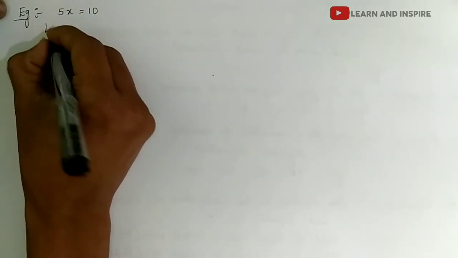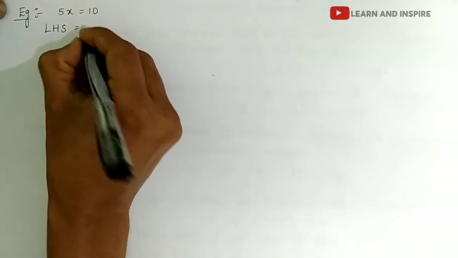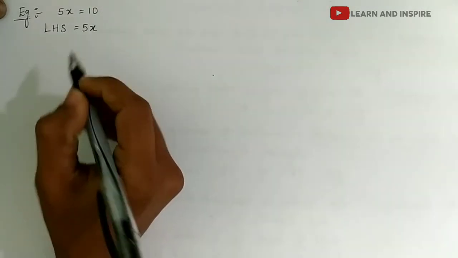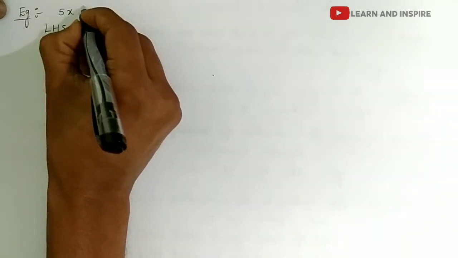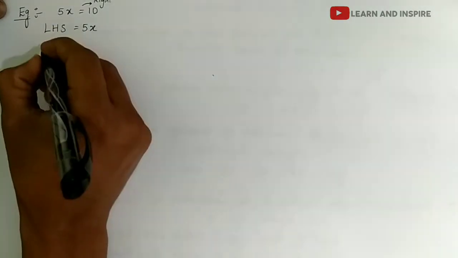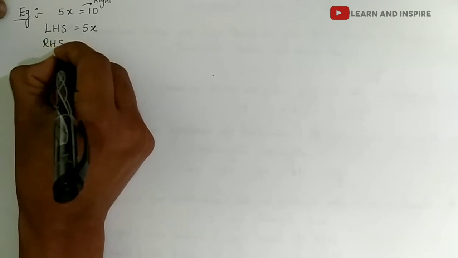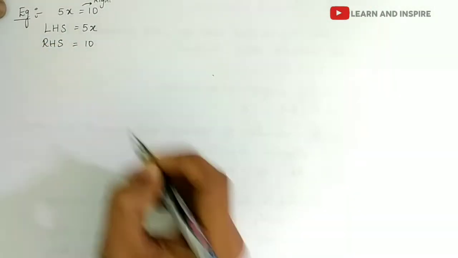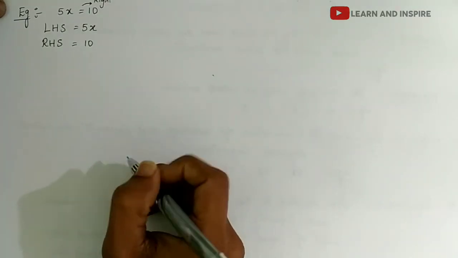So LHS is 5x. And what is RHS? Right of equal sign. So as you can see, this is the right side. Right of equal sign is RHS. So RHS equals to 10. Understood? How to identify LHS and RHS?